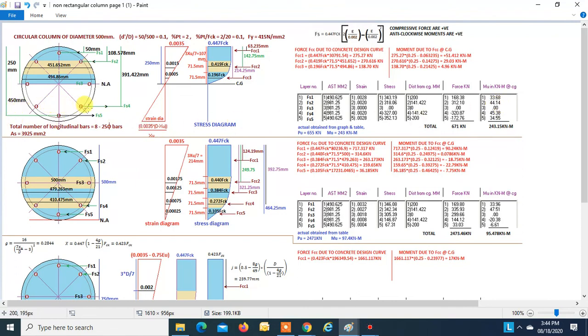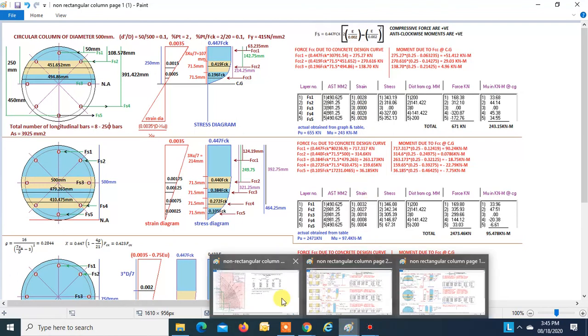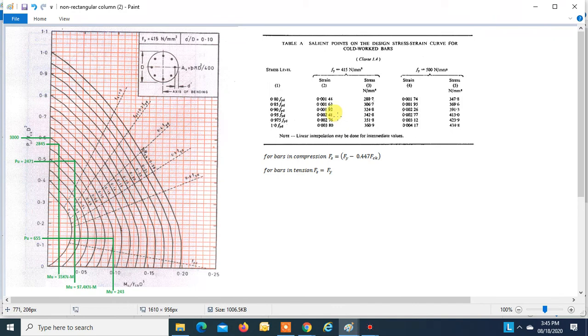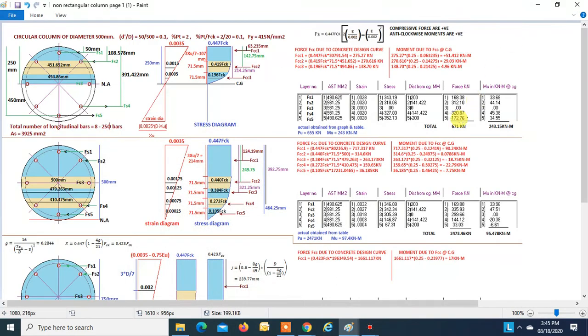Now coming to this layer of steel, that's Fs4, find the strain. Please remember this steel is under tension. It is in the tensile zone. So whatever strain you get over here, the strain is 0.002. Whatever stress we get for 0.002, we have to directly take it. We don't have to deduct the concrete stress, because in the tension zone we neglect concrete. So whatever stress we get from the table, we directly have to apply over here, right?